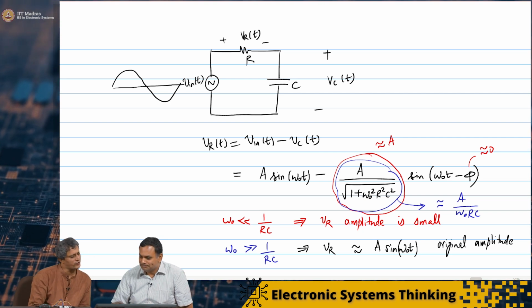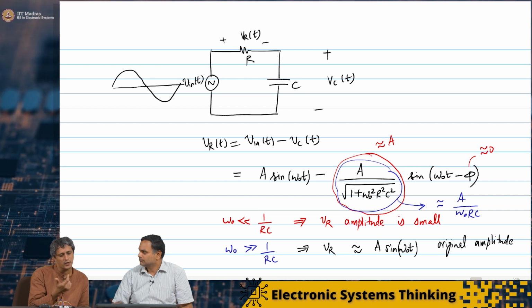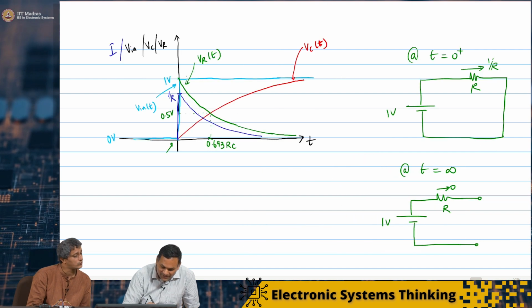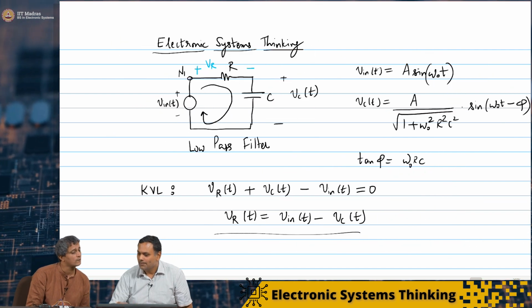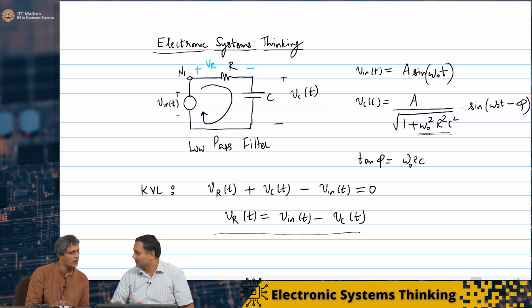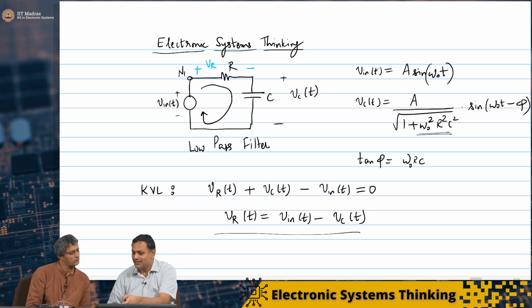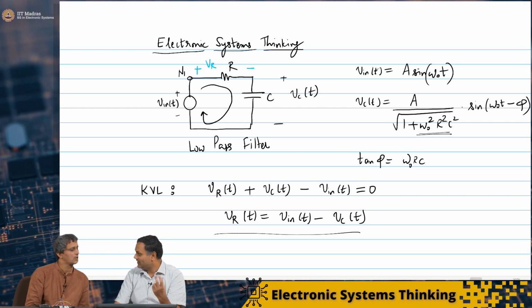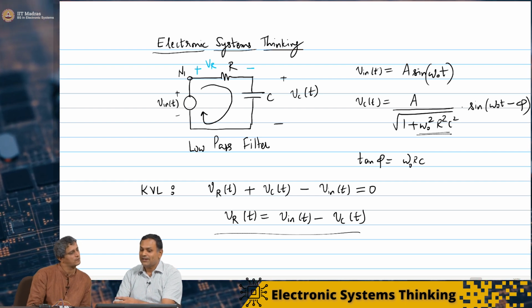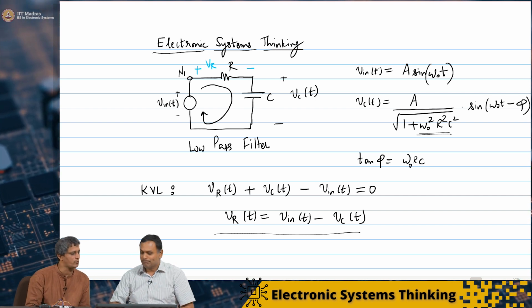So you seem to be suggesting that the resistor voltage is doing exactly the opposite of the capacitor voltage. That's right. In our original circuit, when omega naught RC was much less than 1, the capacitor voltage followed the input voltage. But now the resistor voltage is the capacitor voltage subtracted from the original one. So you are seeing the exact opposite behavior.